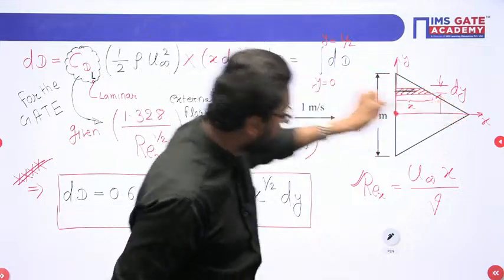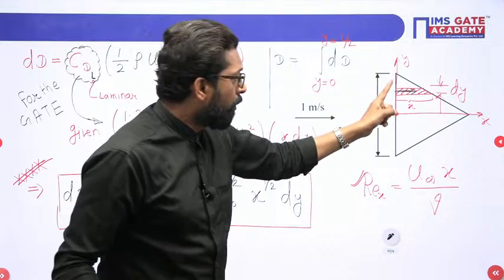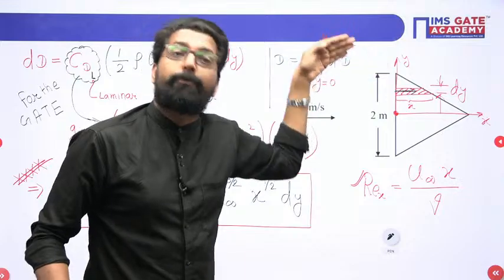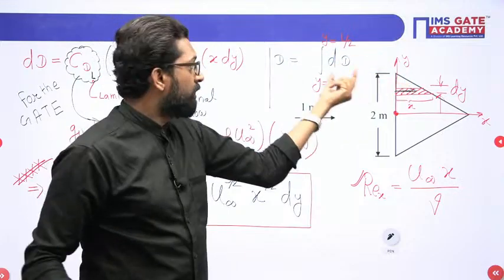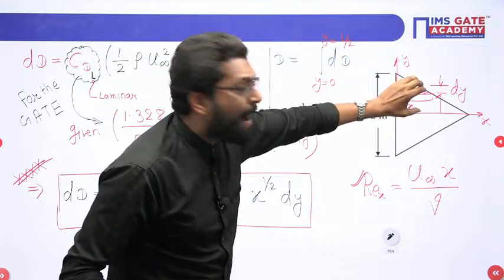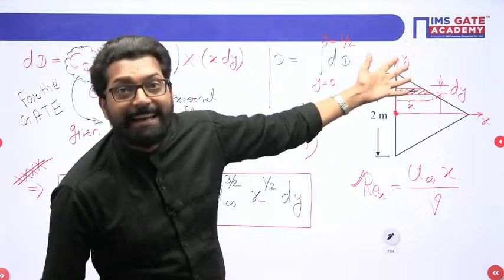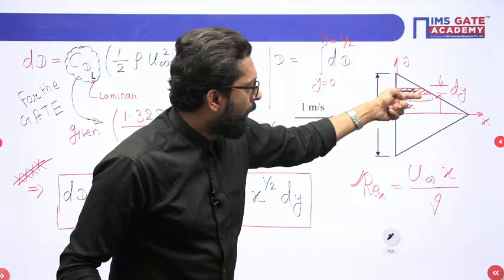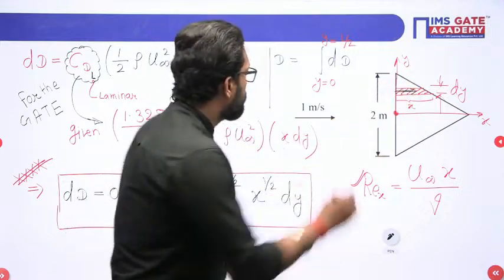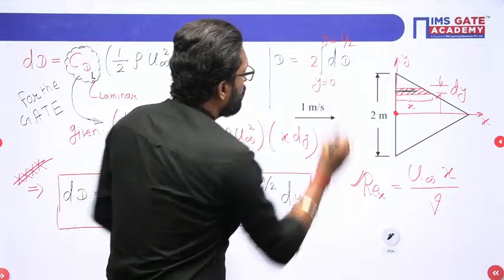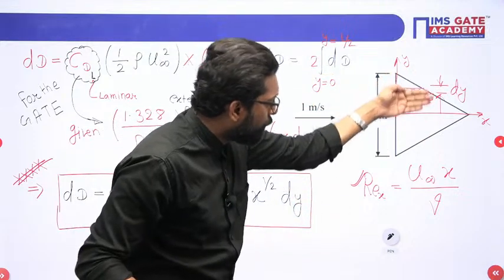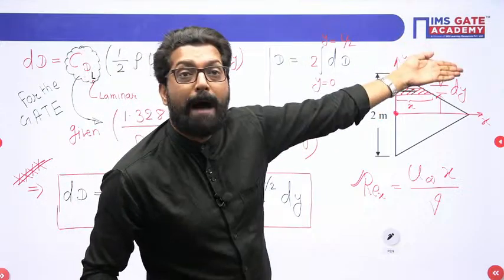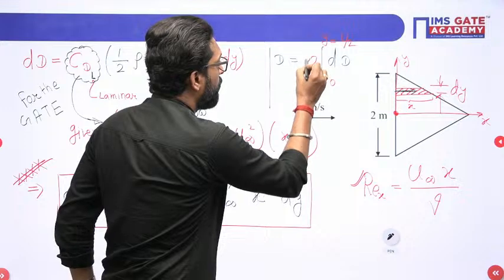This is only the upper part of the front triangle. But how many parts are there? 1 and 2 parts, so multiply this with 2. If you multiply this 2, that is the total drag on only the front part. But there must be a back, so multiply also by 2 here. Clear?